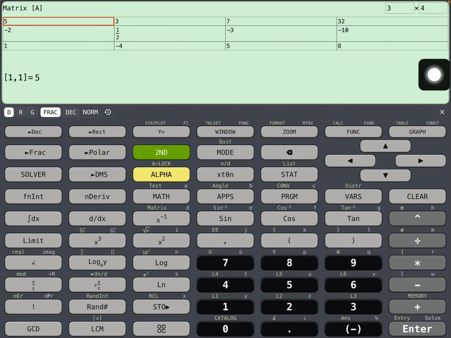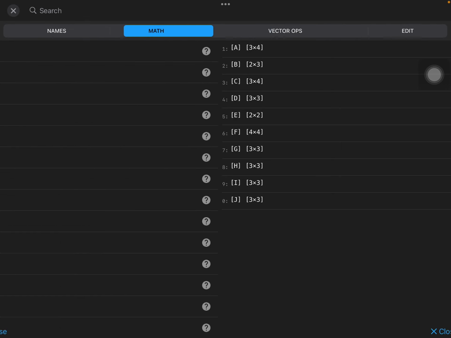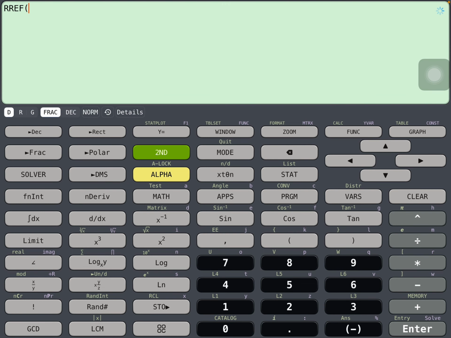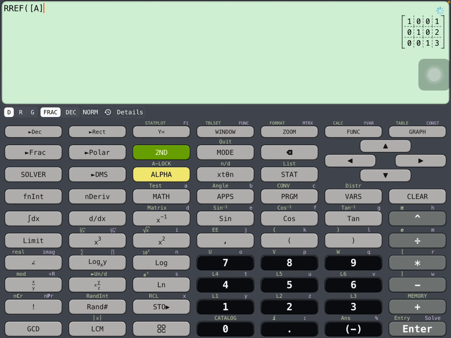Alright, so we've got to exit out and go back to your home screen: second, mode to quit, and then go back into matrix, go to math, and then down to rref, row reduced echelon form. Row reduced echelon form is a series of fairly complex operations that one could do through linear algebra on matrices, but the calculator is going to do it for you very quickly. Go back into matrix, select the letter of your matrix, press enter, and voila, you have your answers.